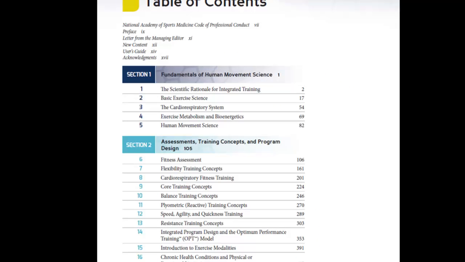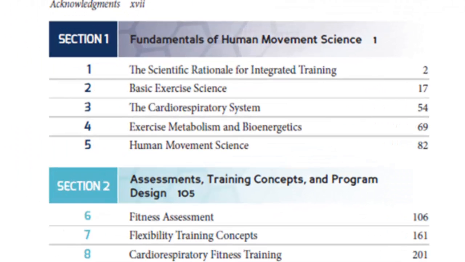Now we will look at the chapters in your book, starting with Chapter 1. This chapter will give you a general overview of the material that will be expounded upon in later chapters. Chapter 2, Basic Exercise Science. This chapter is going to cover the nervous, skeletal, muscular, and endocrine systems. Chapter 3, the cardiorespiratory system, will cover the cardiovascular system and the respiratory system and how they work together.